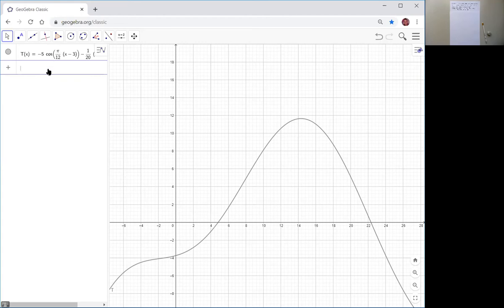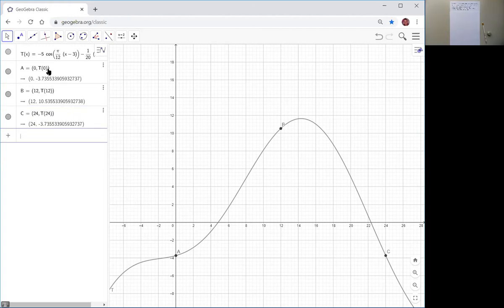I'm just going to mark the points of interest here. So midnight was x equals 0, and that's that point. And then midday would be x equals 12. And then midnight again would be 24 hours later. So they're the 3 points.